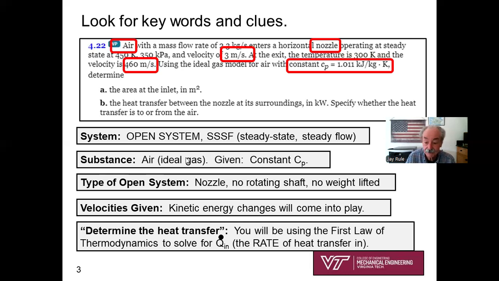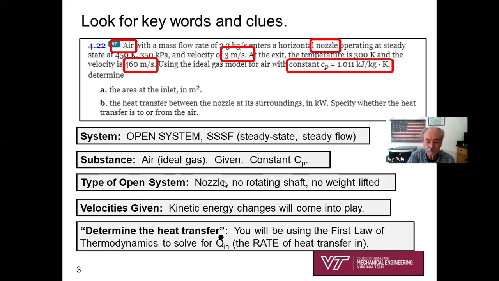Substance, air, it's an ideal gas, and we're directed to use constant specific heat. Now, that means we may not use Table A-22. Table A-22 is for air, but modeling it with a variable specific heat. So it would be technically incorrect to get property data from Table A-22 for this problem. We must use constant specific heat.